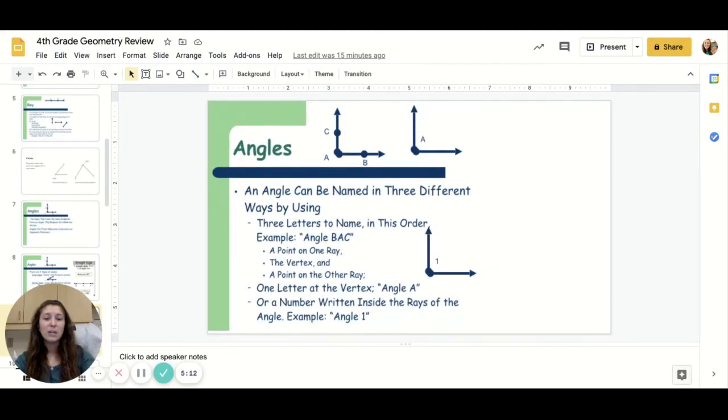Angles can be named in 3 different ways. You can use 3 letters to name it. For example, I could have angle BAC: a point on one ray, the vertex, and a point on the other ray. So first point, vertex, second point. With one letter, I could use just the letter of the vertex, so I could just say it is angle A. Or a number written inside of the ray, like this. I would say that is angle 1.